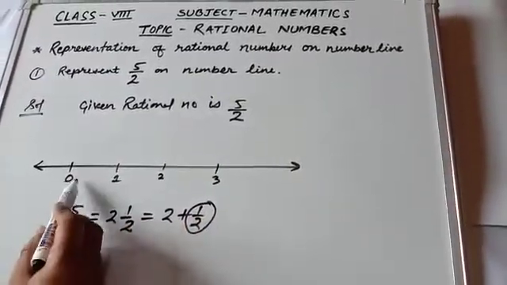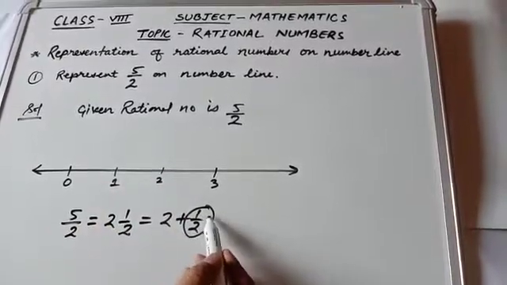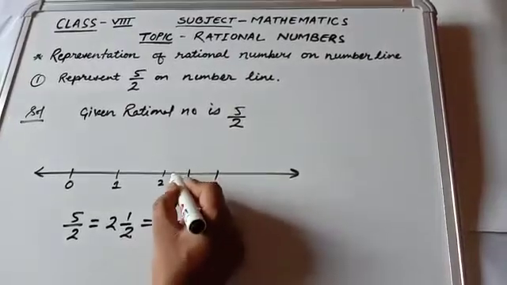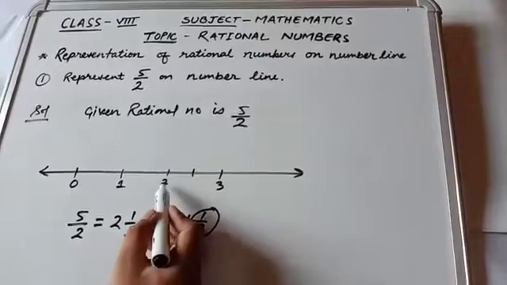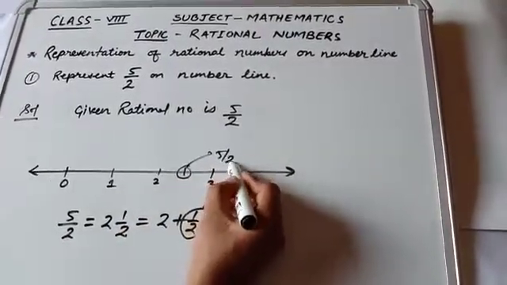Now from the start, we will start 0, 1, 2 here. Now we will represent 1 by 2. We divide 2 and 3 into 2 parts. 1, 2. So numerator is 1. So we will start from 2, that is 1. So this point represents 5 by 2.